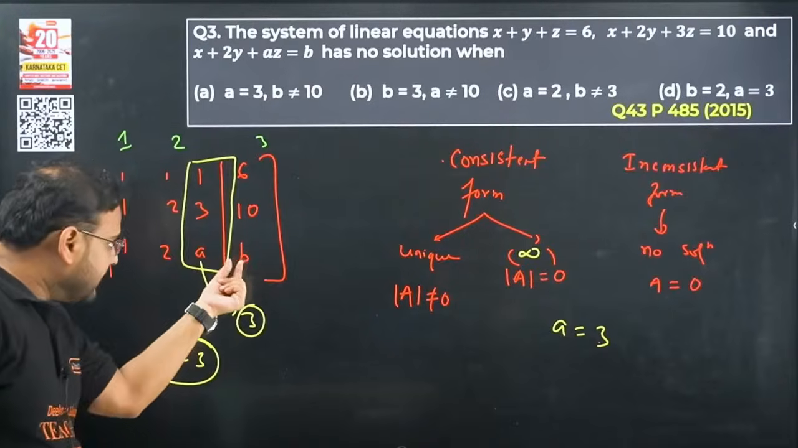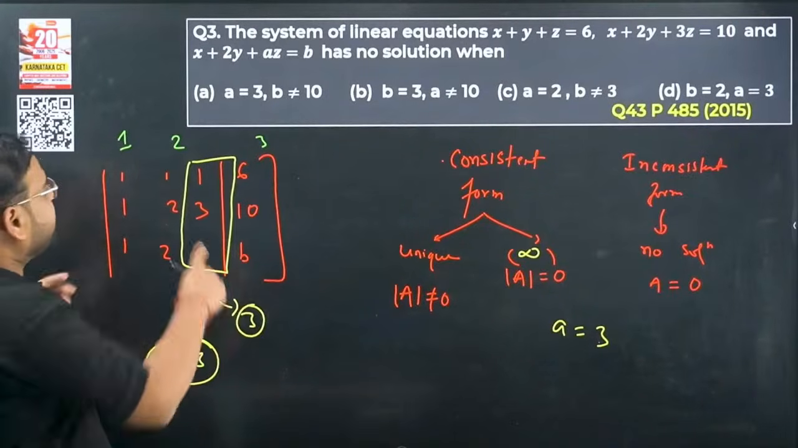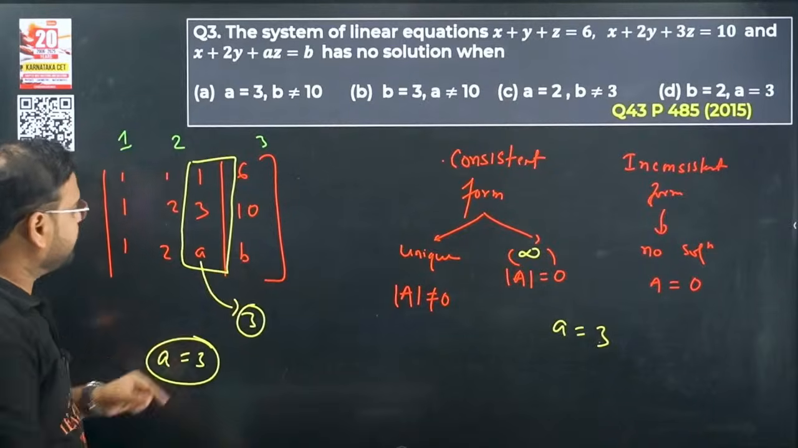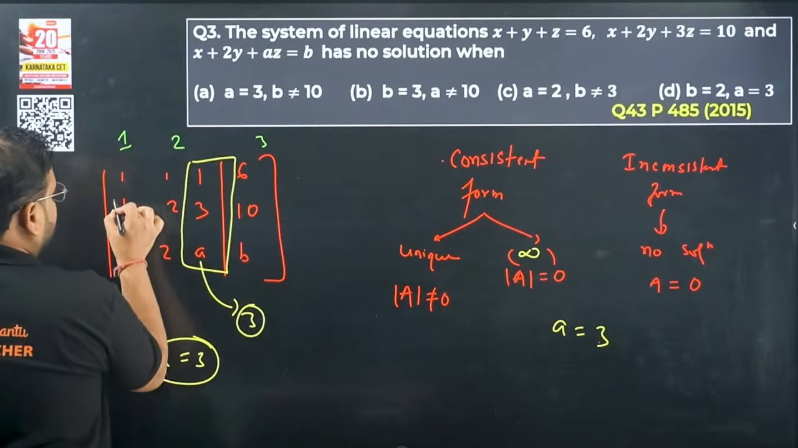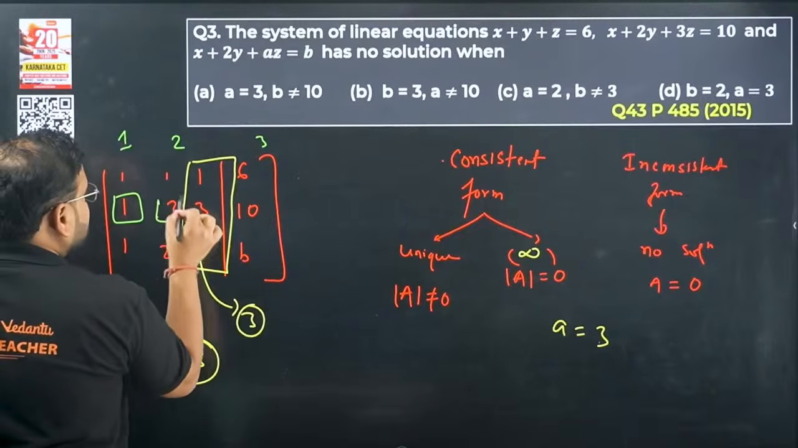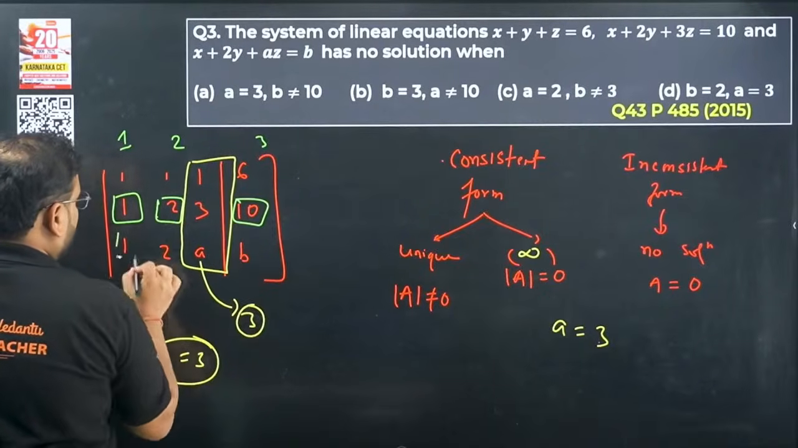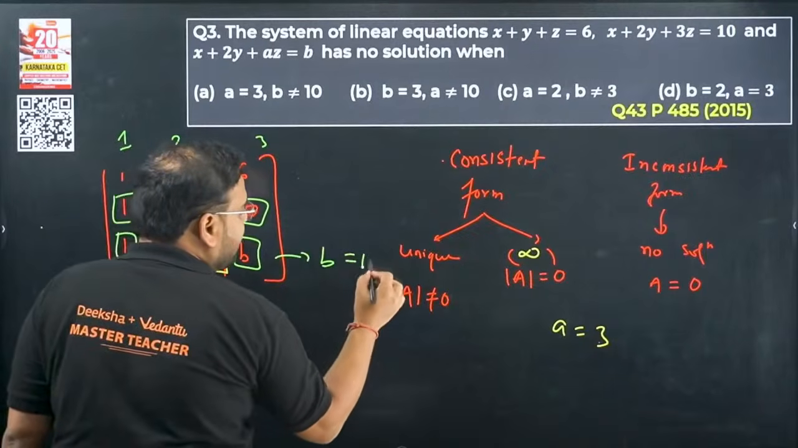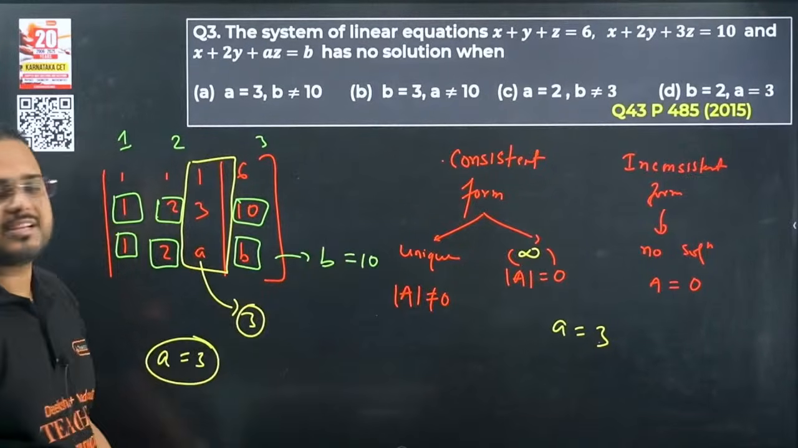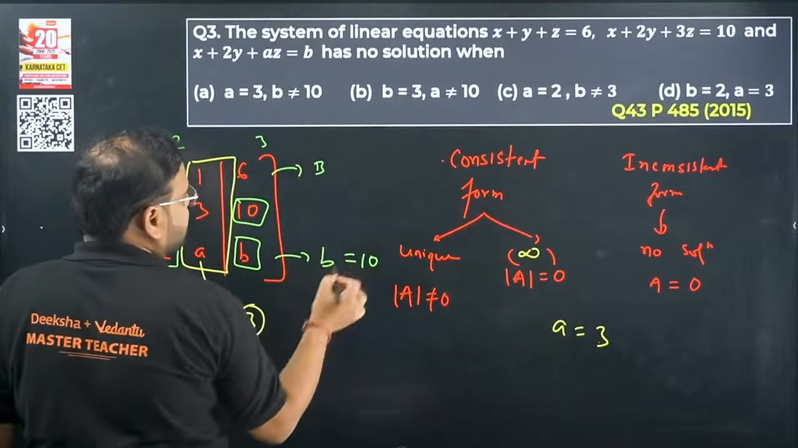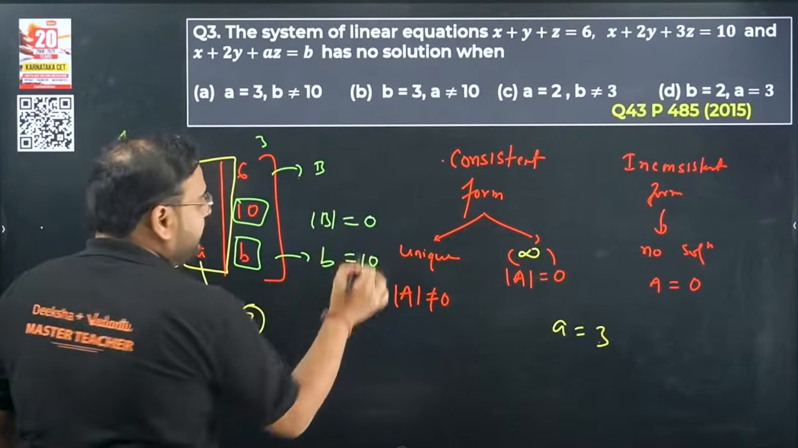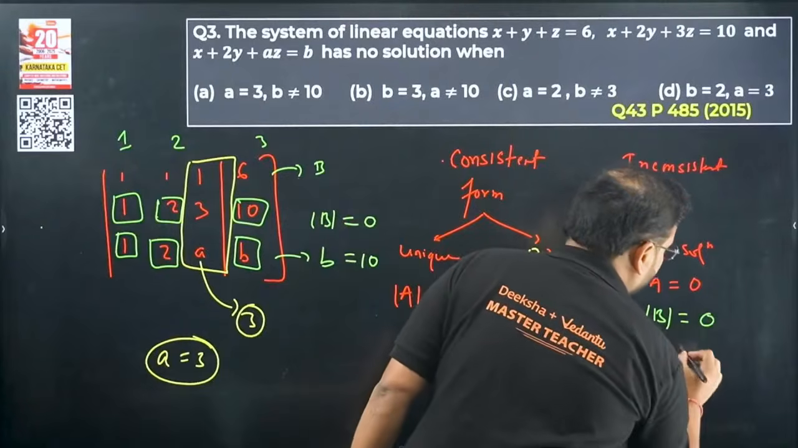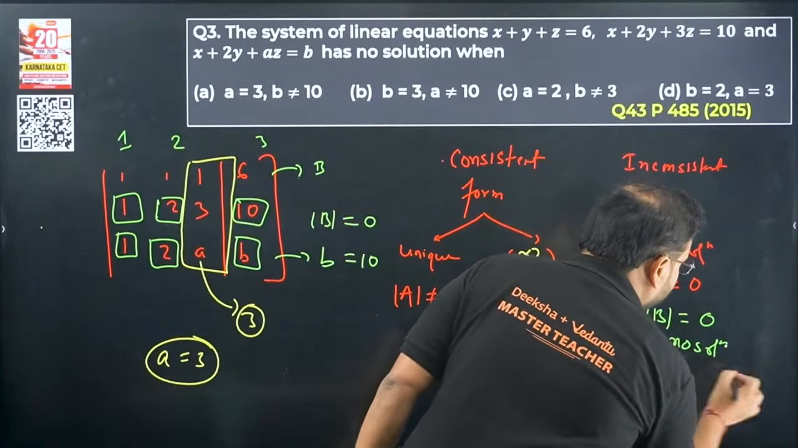If B is 10, then the determinant formed by columns 1, 2, 3 now will be 0. If B is 10, check here: 1, 2, 10. The element is 1, the element is 2, and the element is 10. Here also, 1, 2, and 10. If your B value becomes equal to 10, then the determinant of this second matrix, let's call it matrix B, will be 0. If the determinant of B is 0, then what will it become? A case of no solution.